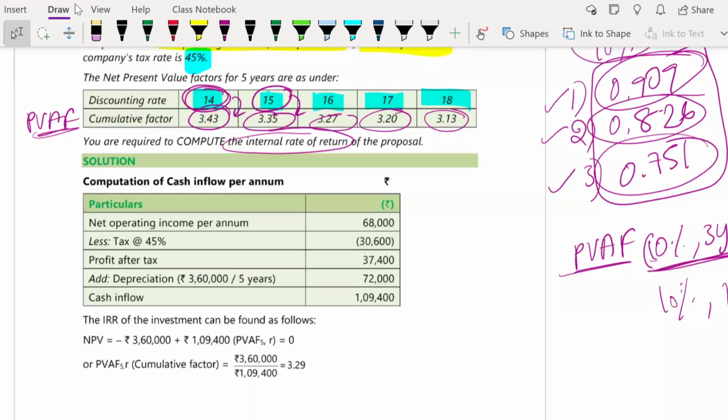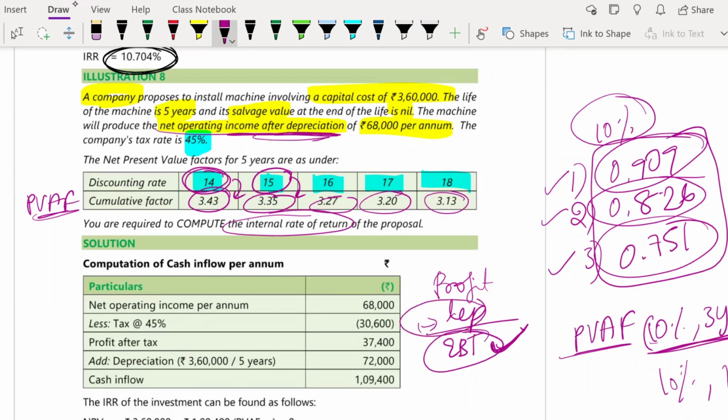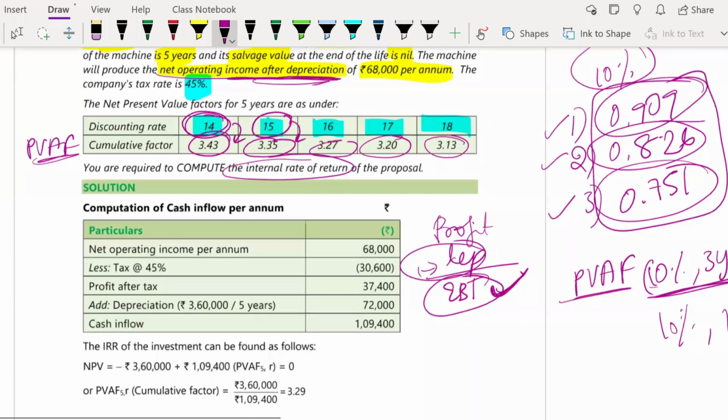But here, the cash inflows are not given directly because they have told you that this net operating income is after depreciation. They have a profit, and from that they have reduced the depreciation and arrived at earnings before tax. So after reducing your depreciation, the profit is given. It is 68,000. From that you have to reduce your tax, which is 30,600.